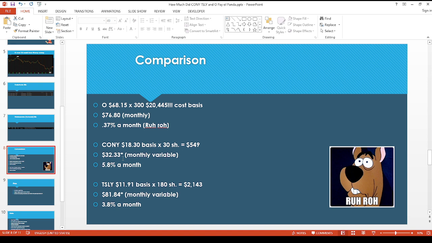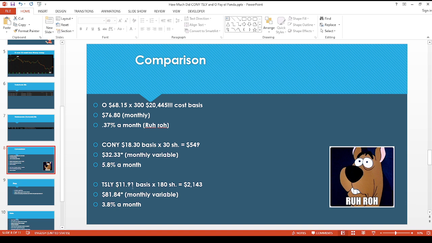Most dividend paying stocks would be lucky to pay just 5% in a year. But of course, these option premium ETFs, even though the payout is monthly, are going to change around every month. So just keep that in mind. And for Tesla, I've been pretty lucky.